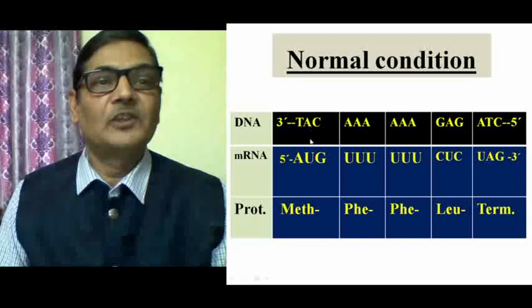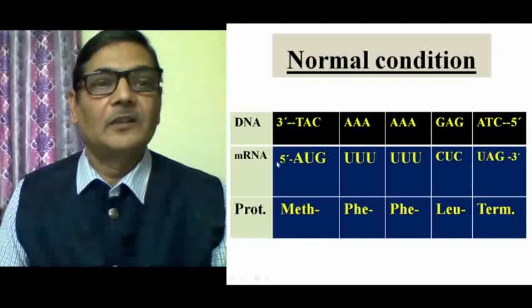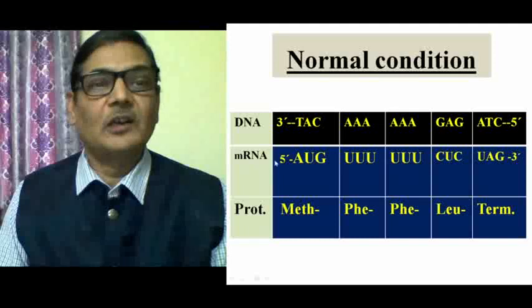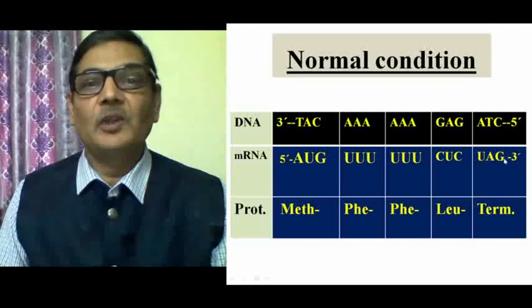Then in messenger RNA it will be U coming at the place of A, because T will not be there. So C, its complementary base, will be G. So these will be the messenger RNA bases. These bases form the messenger RNA, like AUG, UUU, UUU, and then CUC and UAG.